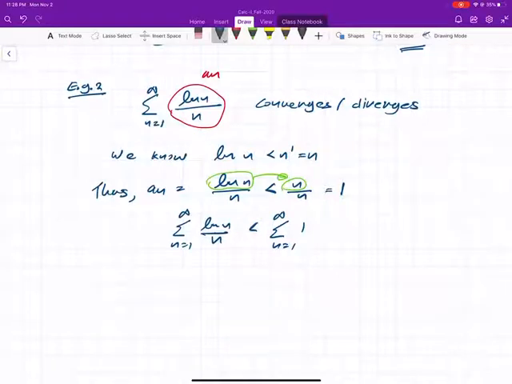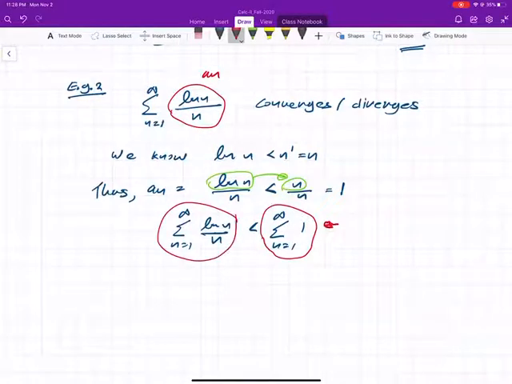Now you have to check whether this is convergent. If this is convergent, then that is convergent. If this is divergent, you can't tell anything about that. That is the theorem.